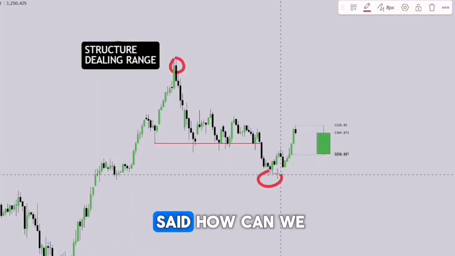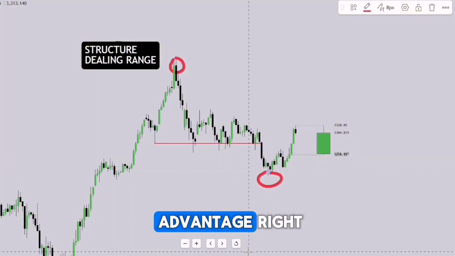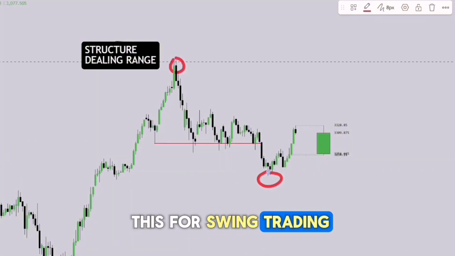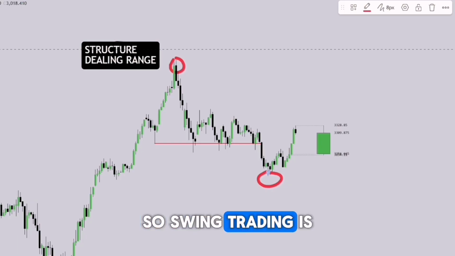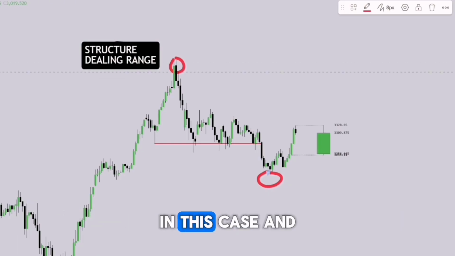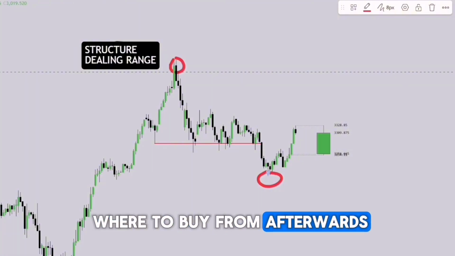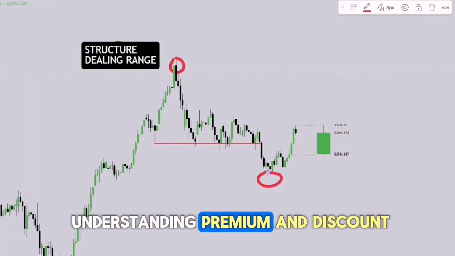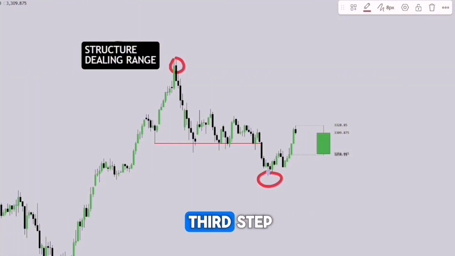Now with that being said, how can we use this to our advantage? How can we use this for swing trading opportunities? So swing trading is about mastering the market structure and knowing where to sell from in this case and where to buy from afterwards. So it's all about understanding premium and discount, and that is the third step.